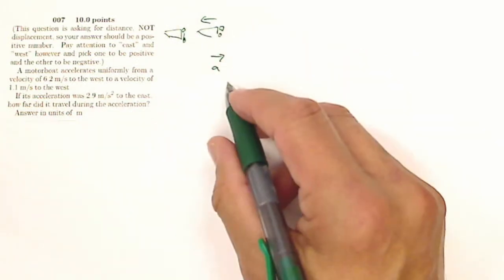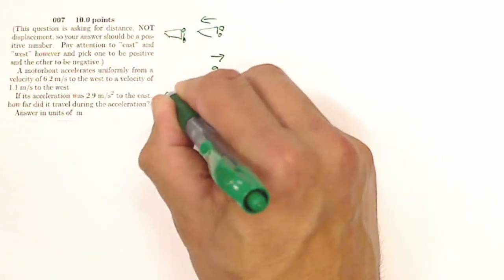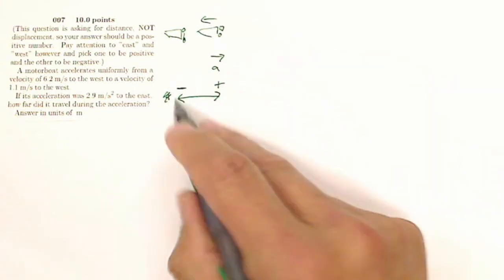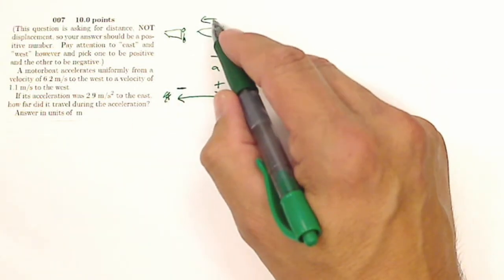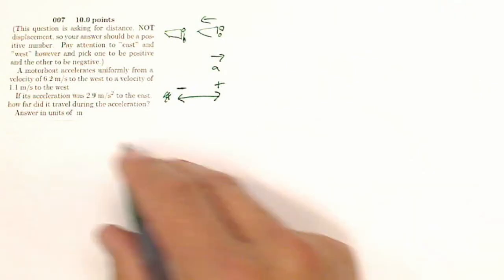So what I've got to do is pick, and what I'm going to do is say that west is negative and east is positive. That's my standard way of doing it. So any velocity or anything that's pointing to the west, I'm going to say that's negative. Anything that's pointing to the east, I'm going to write that down as positive. So let me look back at my numbers here.